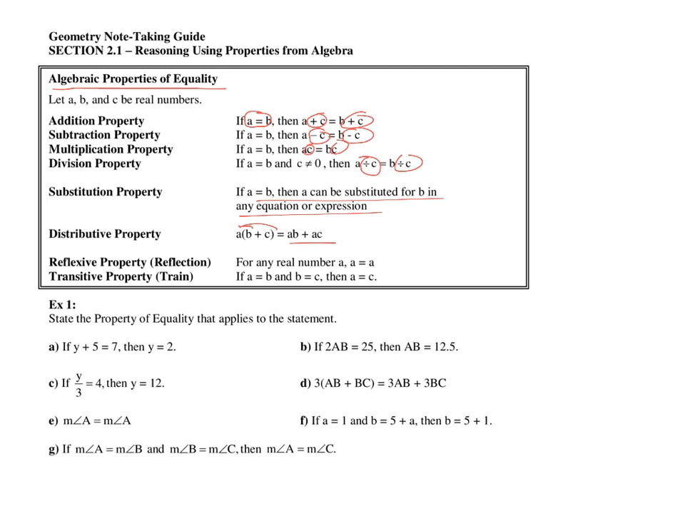The reflexive property, for any real number, A equals A. Well, you're thinking like, well, yeah, duh, A equals A, 5 equals 5, naturally. But when is this going to come up? You'll see in the future.